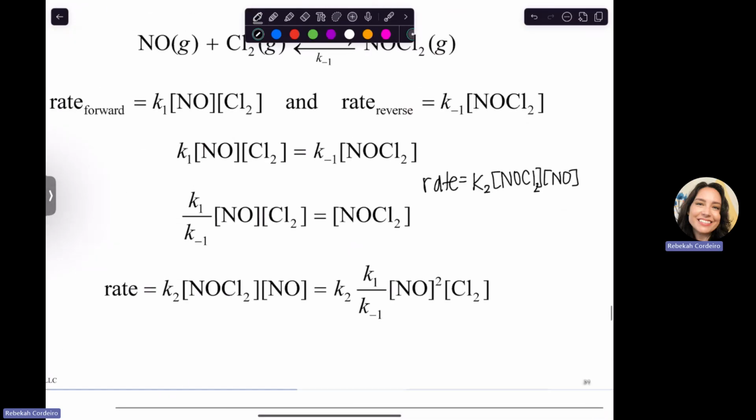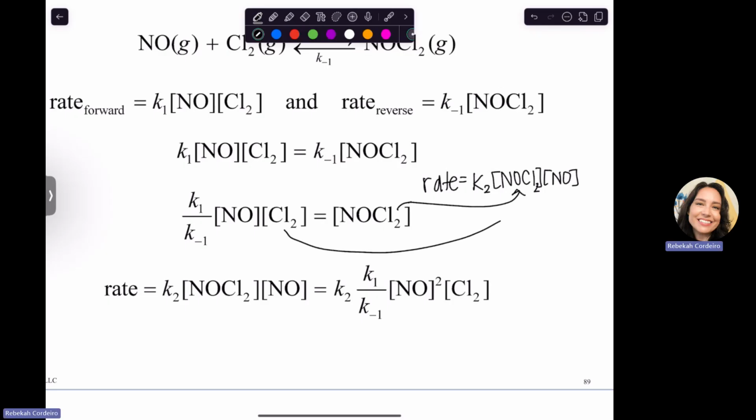Where I see that, I could actually just plug in here. I could plug this in because this is what this whole thing is equal to, the NOCl2 concentration. So when we do that, we're going to take this and plug it in where it says NOCl2. Let me just highlight again. And then we get this whole thing. Now we can just say, hey, let's just call this whole thing K3, for example.